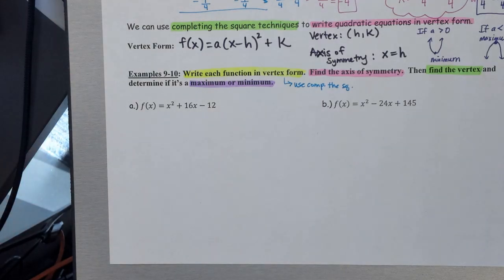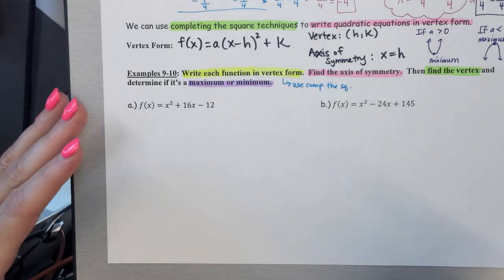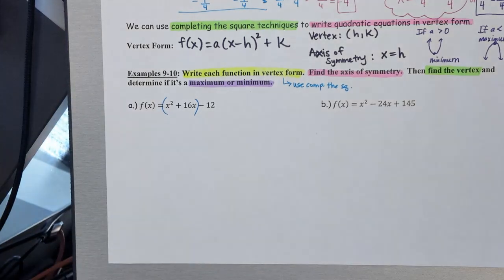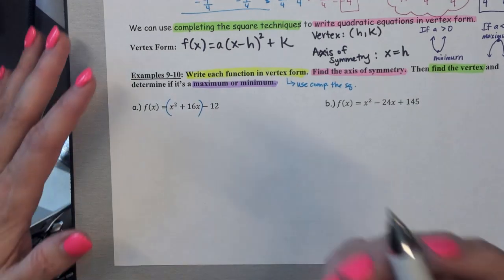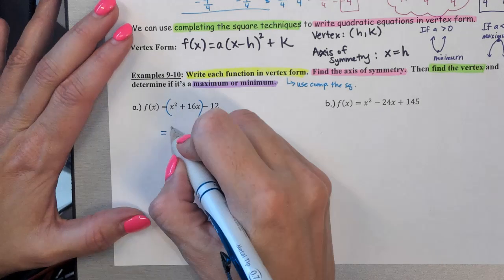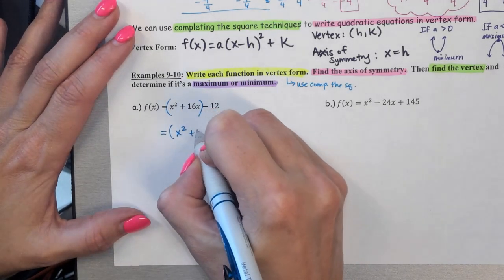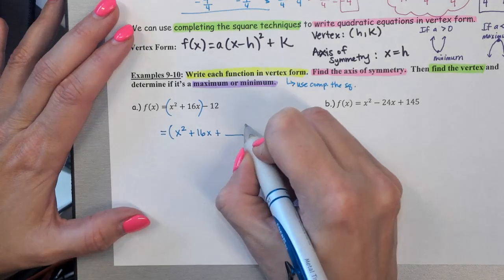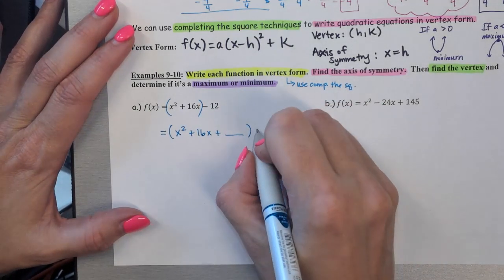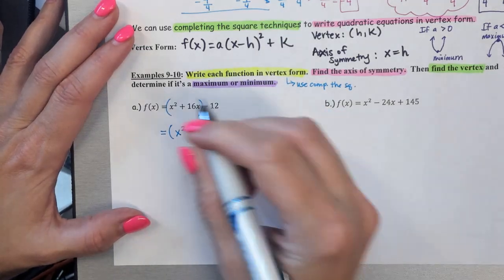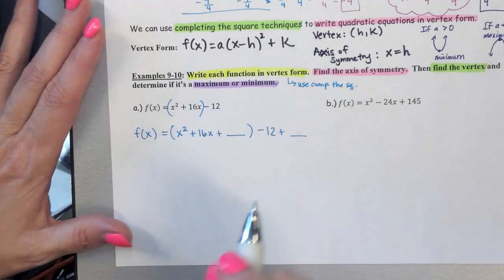Okay, and this is almost the same thing as completing the square. There's one difference. When you are completing the square, we always take the x terms and group them together. When we were doing this before, we'd move the other number to the other side of the equation. For this, we're going to keep it on one side, and we're just going to add our blanks on the same side. So it's x squared plus 16x plus blank minus 12 plus blank. And we're going to keep this as f of x.